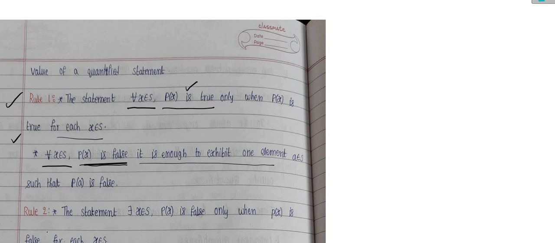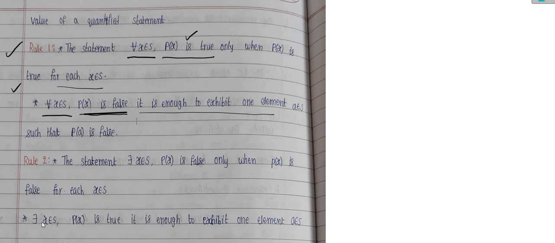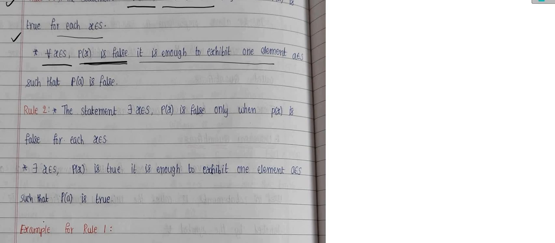This is rule 1. Next, we move on to rule 2. Here, observe there exists x belongs to S. There exists x belongs to S. Here, P of x is false. Here, P of x is true. P of x is false and a symbol is there exist, then P of x is false for each x belongs to S. So observe rule 1 and rule 2 are reverse.